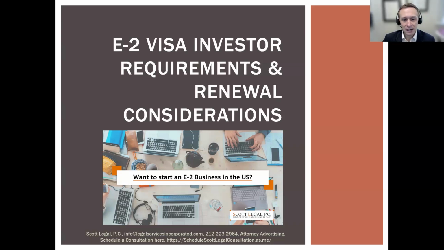But in general, I will say that there's good reason for this being such a common option. Because if you do have E-2 treaty nationality, and we'll talk about what that means, the E-2 visa is really one of the best ways for a foreign national to come to the US and develop and direct a business. It really is a wonderful option.